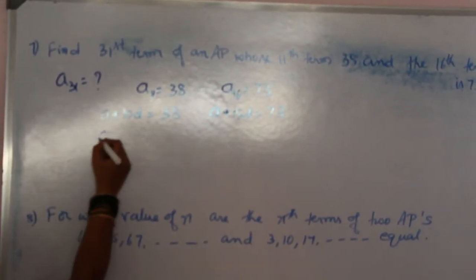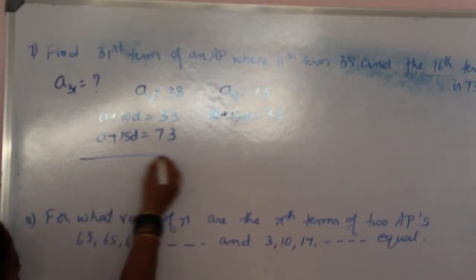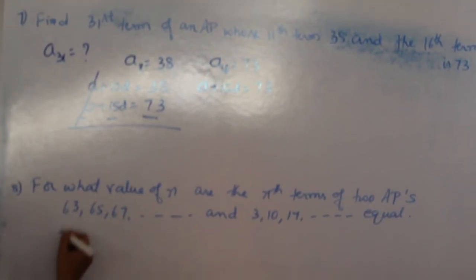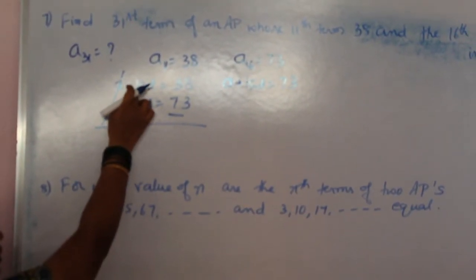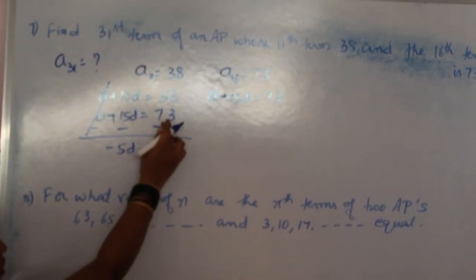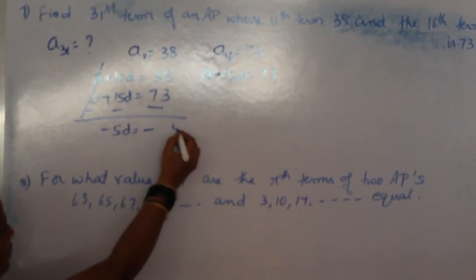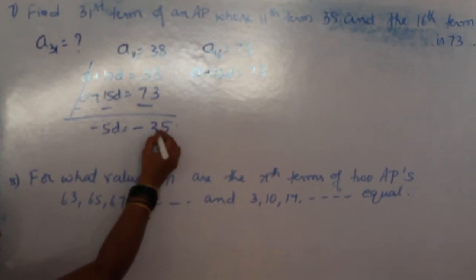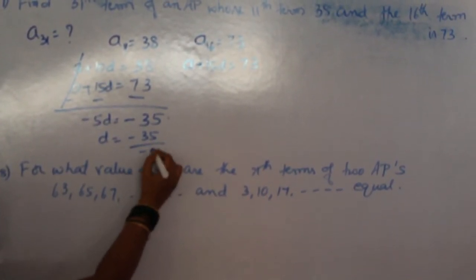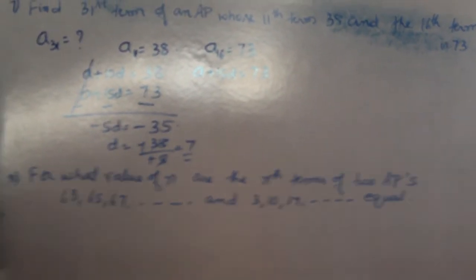So solve it by elimination method. A plus 15D equals 73. Subtraction. Minus, minus, minus. These two get cancelled. 15, 10. Minus 15 plus 10, minus 5D. Here also 73 is a big number, so take a minus. 73 minus 38 is 35. Now D equals minus 35 by minus 5. That is 7. So D equals 7.